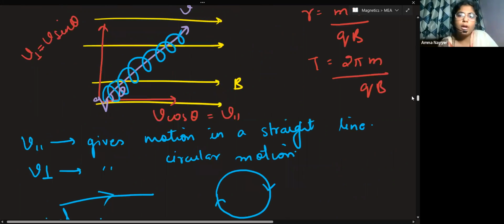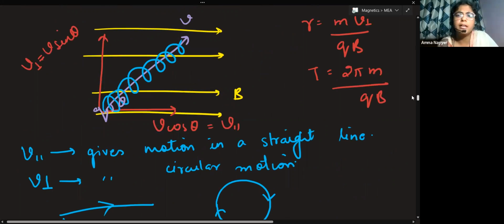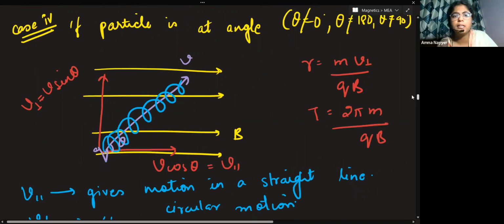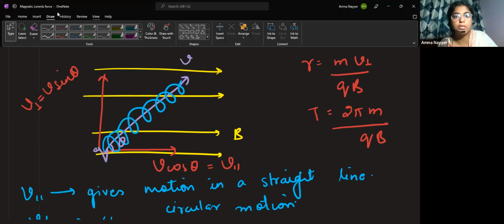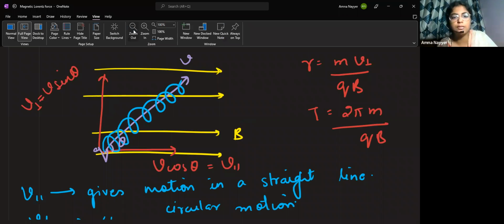Lorentz force particularly, we'll do in the next class. In the next class, it will be completed. Note down this case as well, and when you are done, just text me done in the chat box so that I know. Then I'll stop the class.